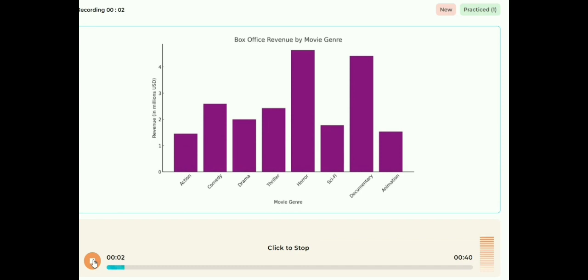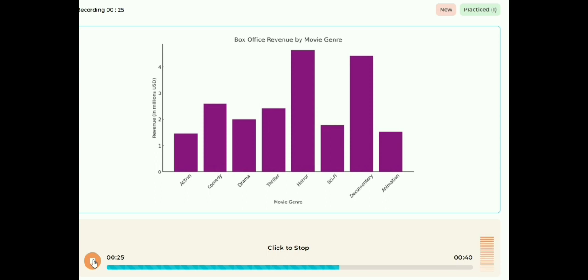Well, I have a very beautiful picture in front of me. Let me have a closer look at the picture. After closely observing the picture, I can see that the title of the picture is Box Office Revenue by Movie Genre. It is a very beautiful picture which includes revenue in millions of dollars. It is a very beautiful picture which also includes action, comedy, drama, thriller, horror, science fiction, documentary and animation.